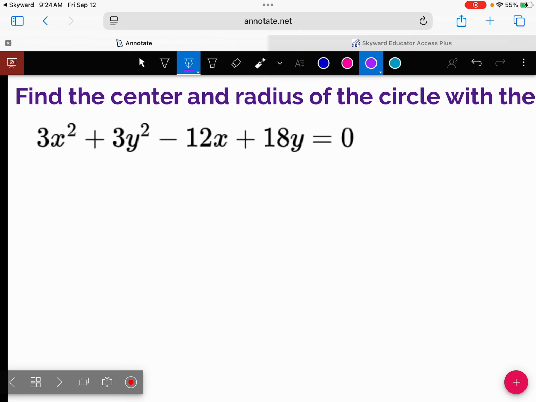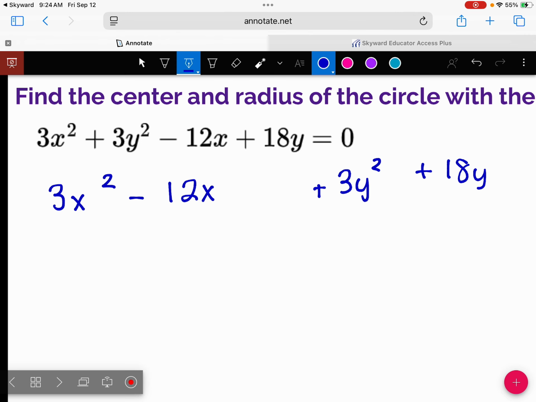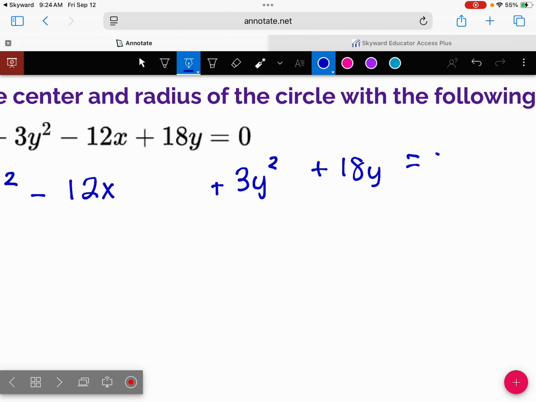I'm going to put my 3x squared minus the 12x. And then we're going to have our 3y squared plus the 18y. Actually, I don't need the gap there. That was just my brain buffering.